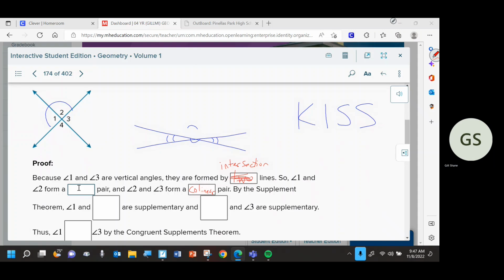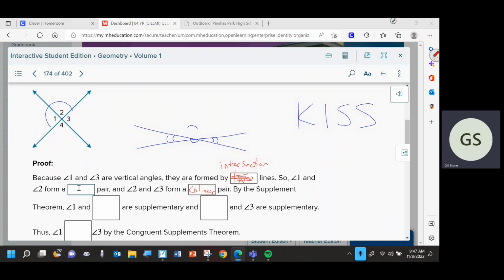What's the one? There we go. Yeah, linear is the right answer for the next one. They said linear. So by the supplement theorem, angle 1 and 2... Wait, you put collinear for angle 2 and 3. Thus... Wait, what? You put collinear for 2 and 3.